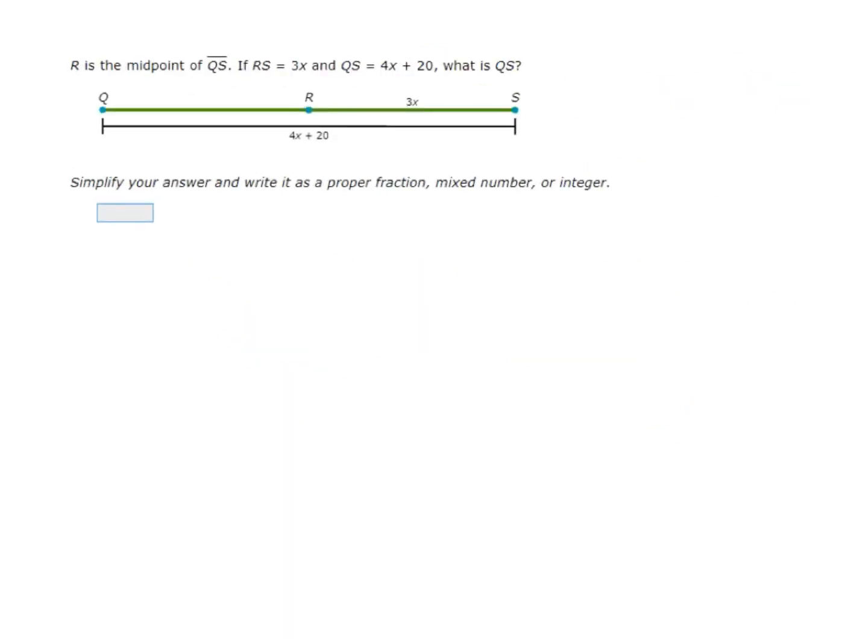Another one. RS. You got me on RS is 3x. QS, right away, same type of problem. If RS is 3x, then QR is going to be 3x. And you could just set the problem up like this. And I think at this point, you could probably take it from here.